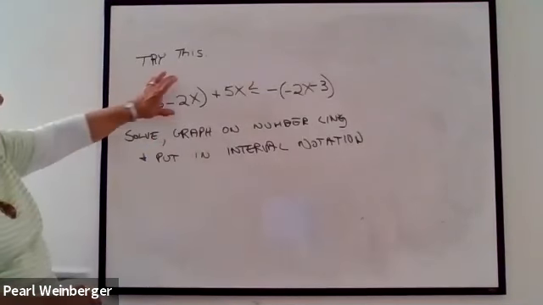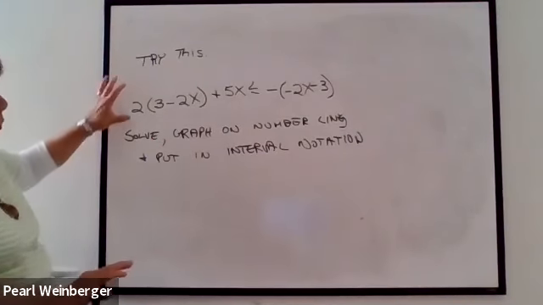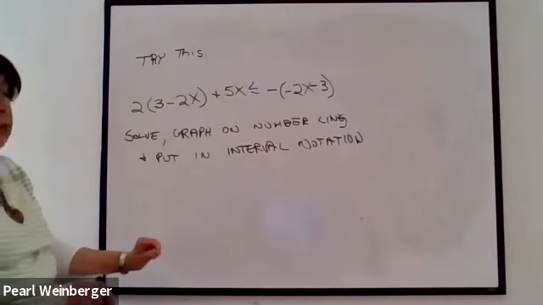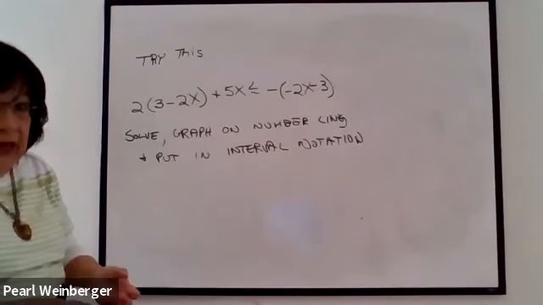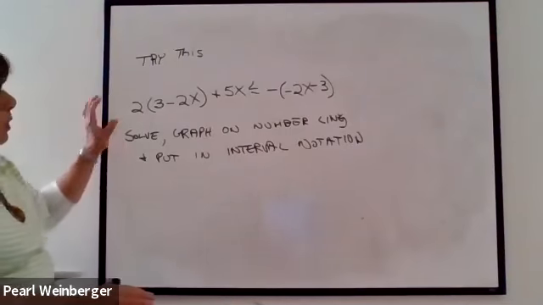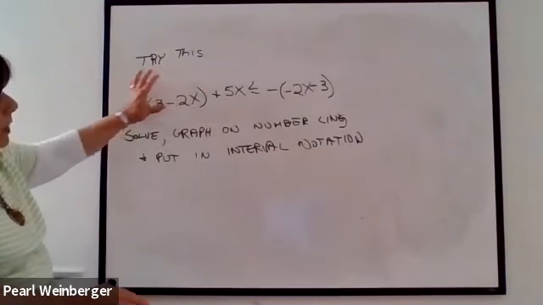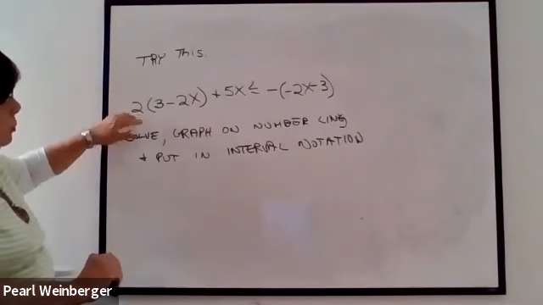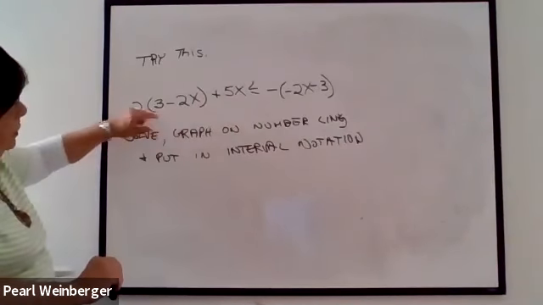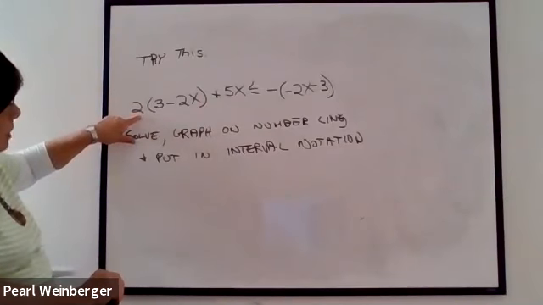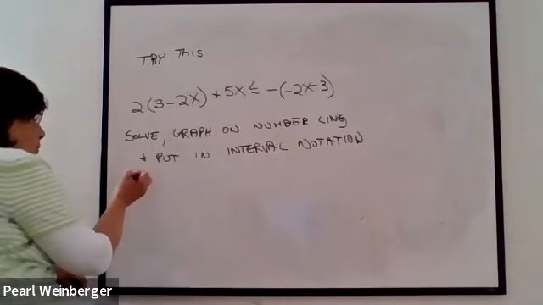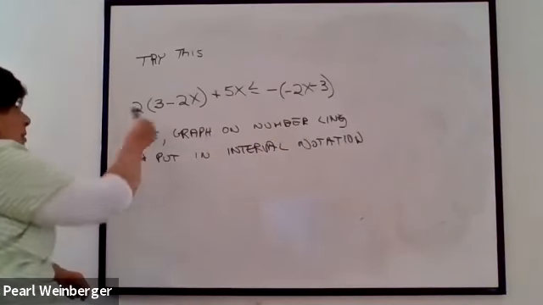Okay, so the first thing we want to do whenever we want to solve an inequality is basically the same thing we do when we have an equation. We want to simplify everything by removing parentheses and combining like terms. So in order to remove the parentheses over here, the first thing I'm going to do is use my distributive property and multiply everything by 2, which will give me 2 times 3, which is 6.